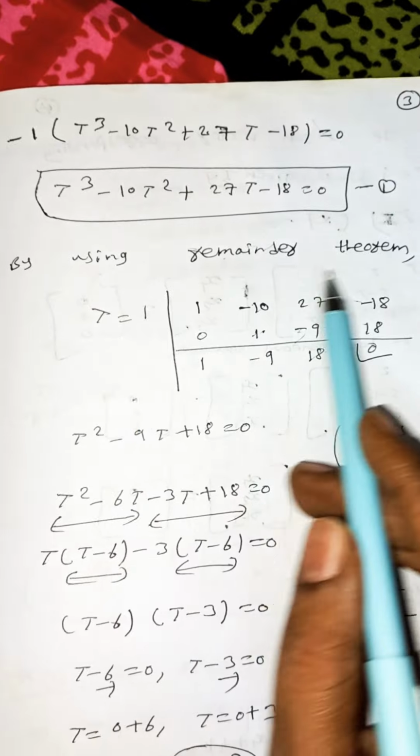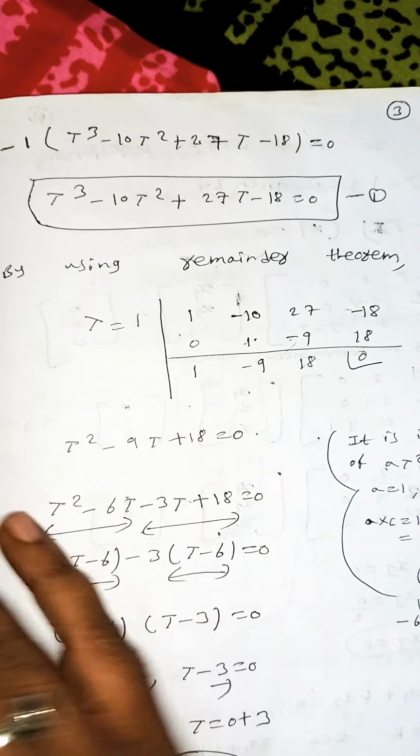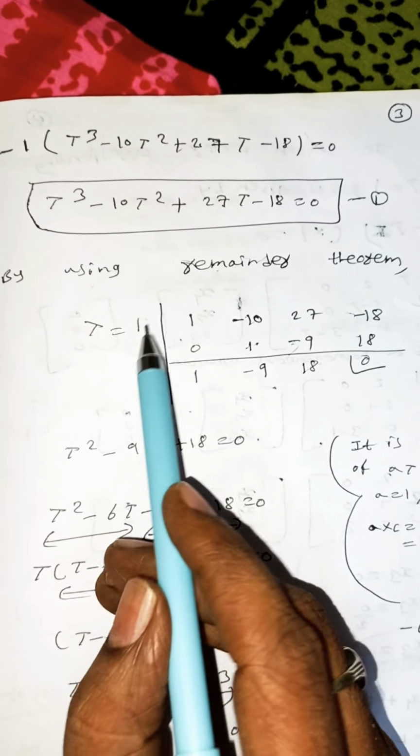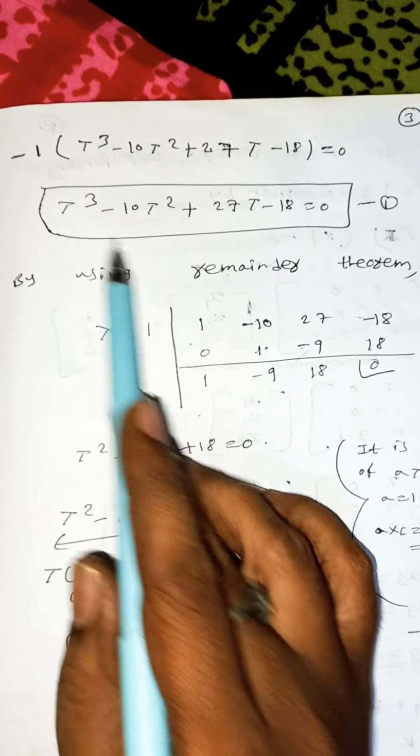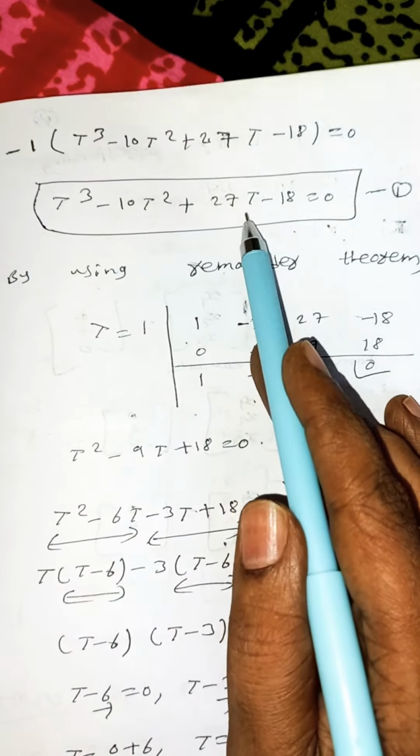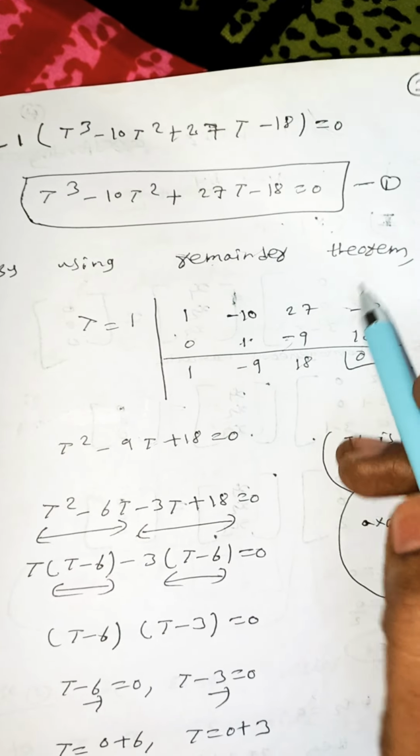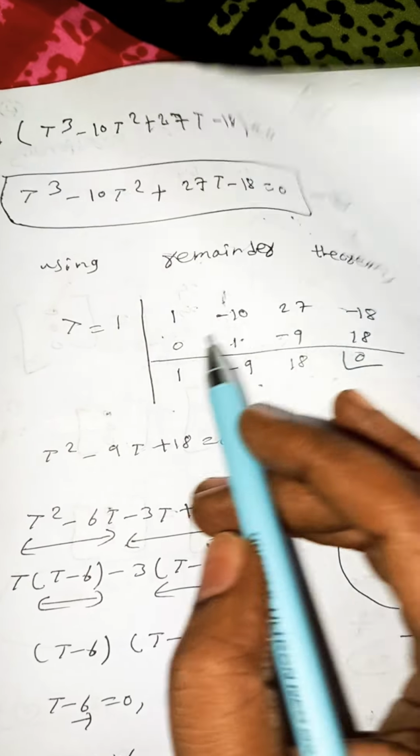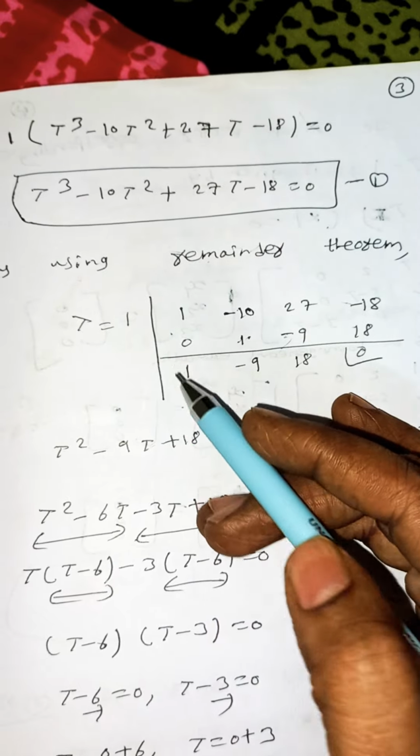equation. So by using the remainder theorem, put lambda is equal to 1. So here the coefficient of lambda cube is 1, as it is. The coefficient of lambda square is minus 10. The coefficient of lambda is 27. The constant term is minus 18. So let us assume lambda is equal to 1.